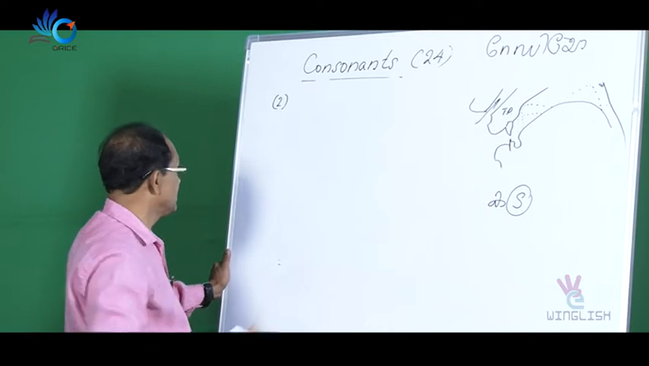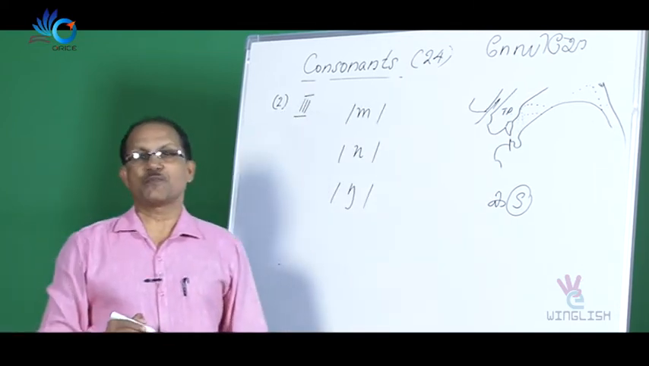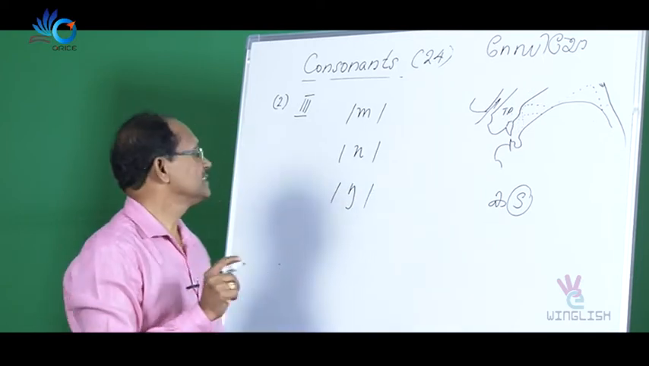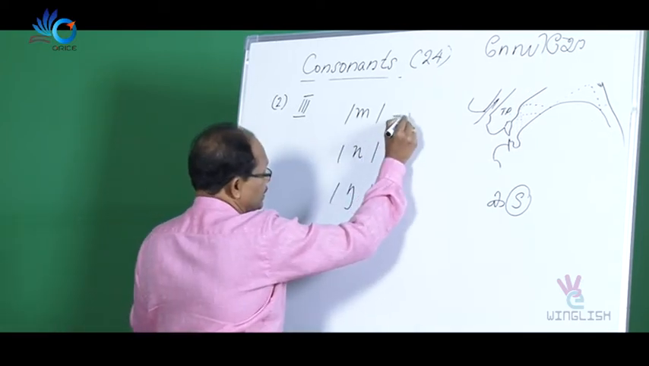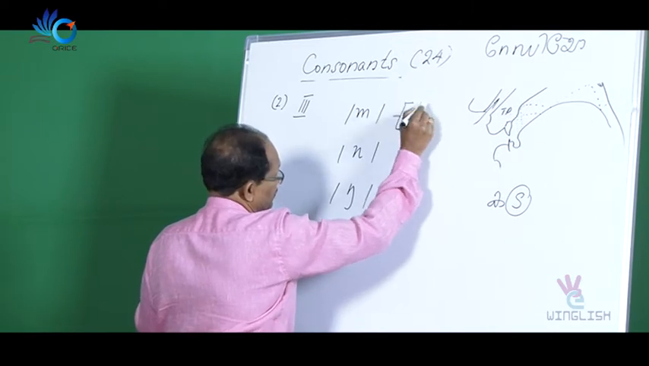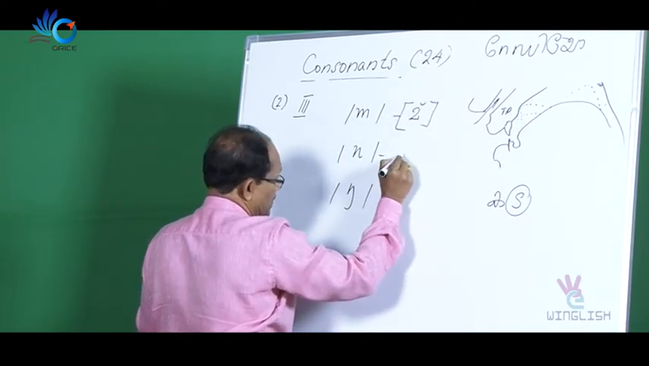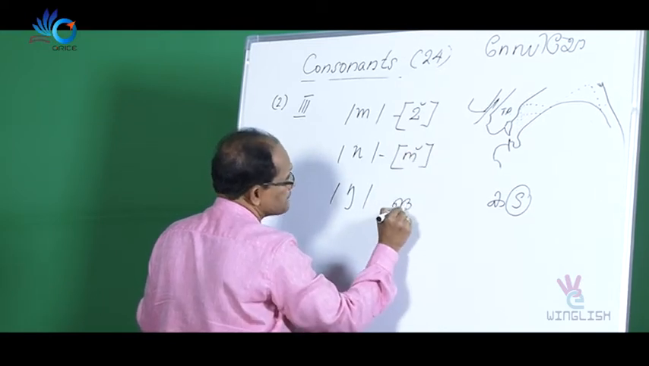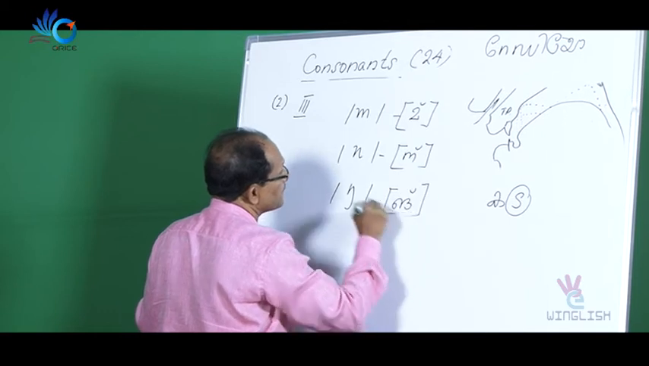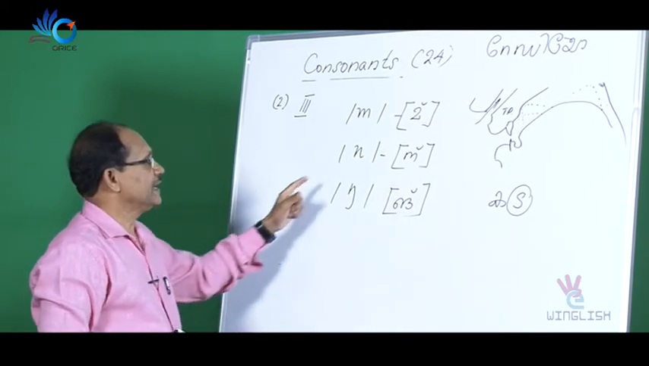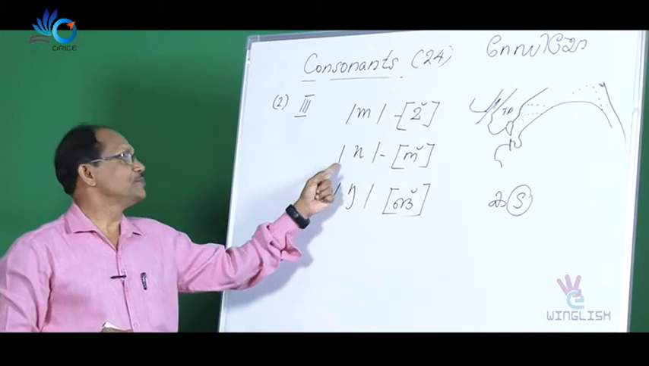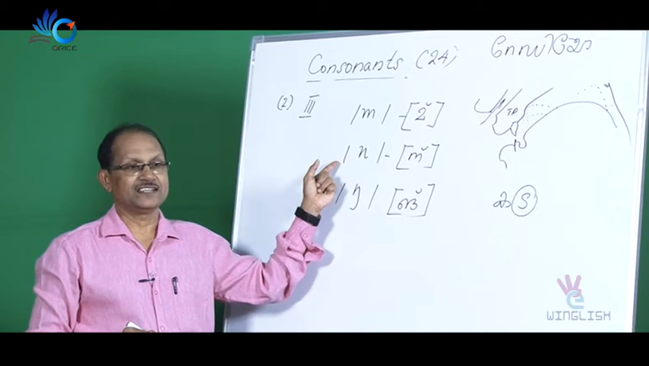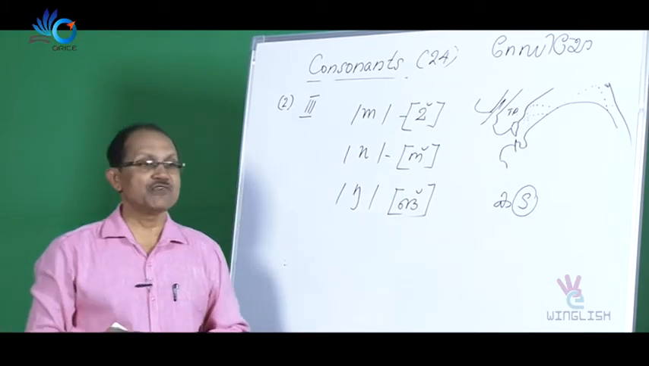Now, third group, yes, no problem. The sounds are m, n and ng. We have corresponding sounds m, n and ng. Again, you should be careful when you articulate this sound. It is n, not the n sound which very often we use.